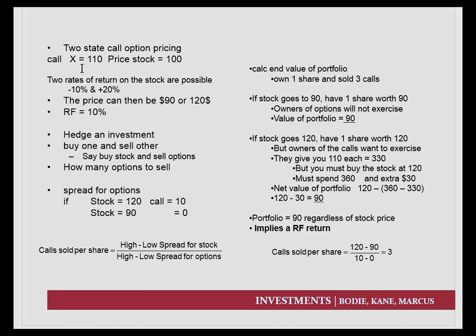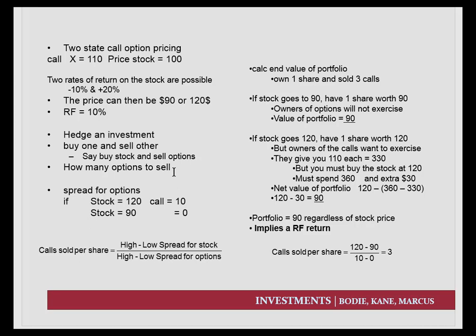Well, let's talk about what's referred to as a two-state call option pricing model. We talked about the variables. The rates of return are either going to be minus 10 or plus 20, and the price can either be, again, 90 or 120. Risk-free rate is 10%. How we want to view this is we want to think about a hedge investment. We're going to buy one asset and we're going to sell the other. So let's say we're going to buy stocks and sell options.